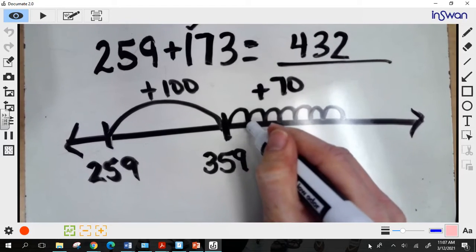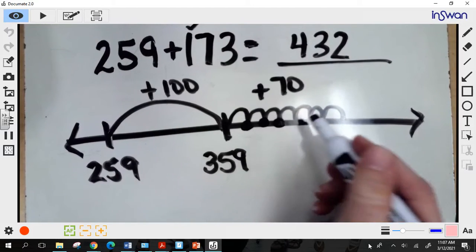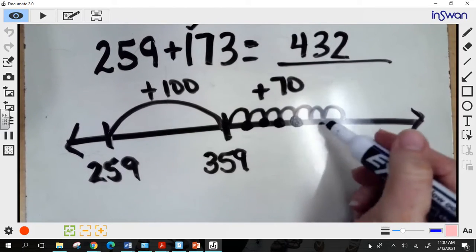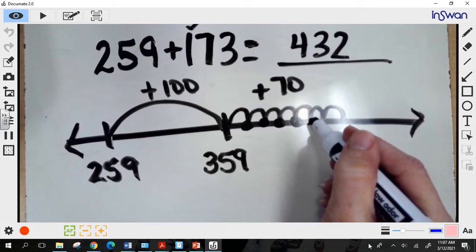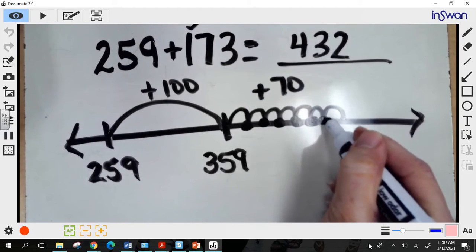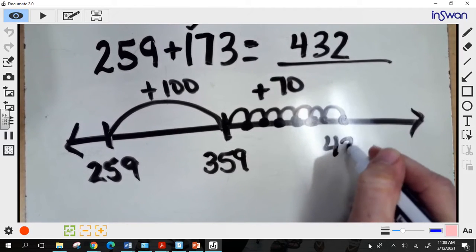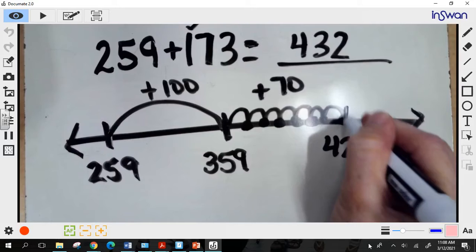359. Now let's count. 369, 379, 389, 399. Ooh, 399 plus 10, 409, 419, 429. So I've added my 70.